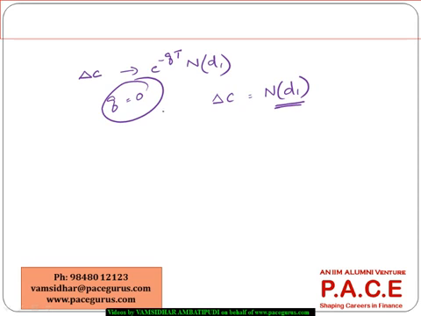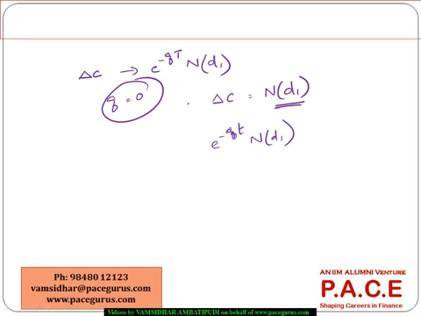But if it pays a dividend, then the delta is not the same as n d1, because delta becomes n d1 adjusted with the present value of the dividend factor, e power minus qt times n d1. So only when dividends are not declared can I take n d1 as the delta of the call.